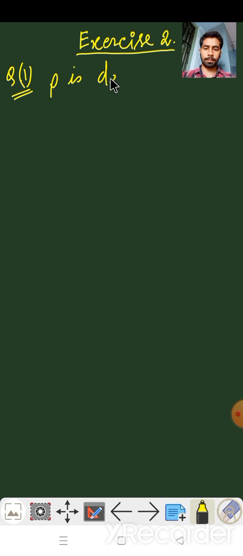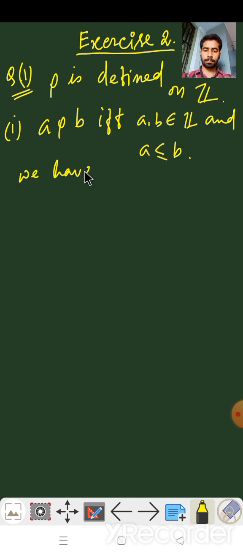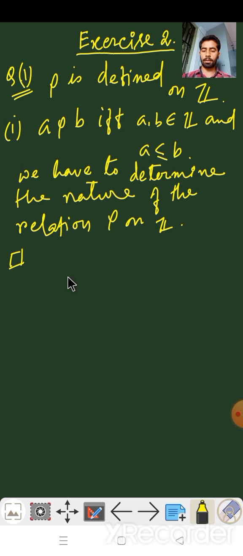Rho is defined on Z, the set of integers, by: A is related to B if and only if A, B belong to Z and A is less than or equal to B. We have to determine the nature of the relation rho on Z. That is, we have to find whether rho is reflexive, symmetric or transitive.